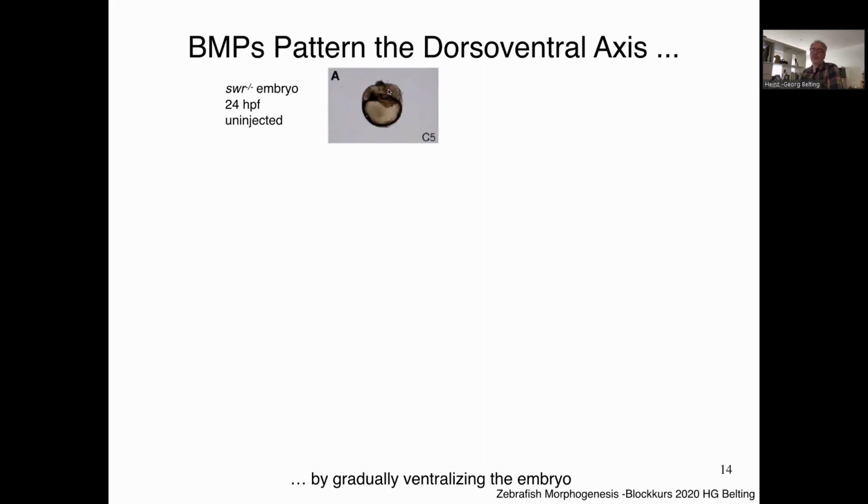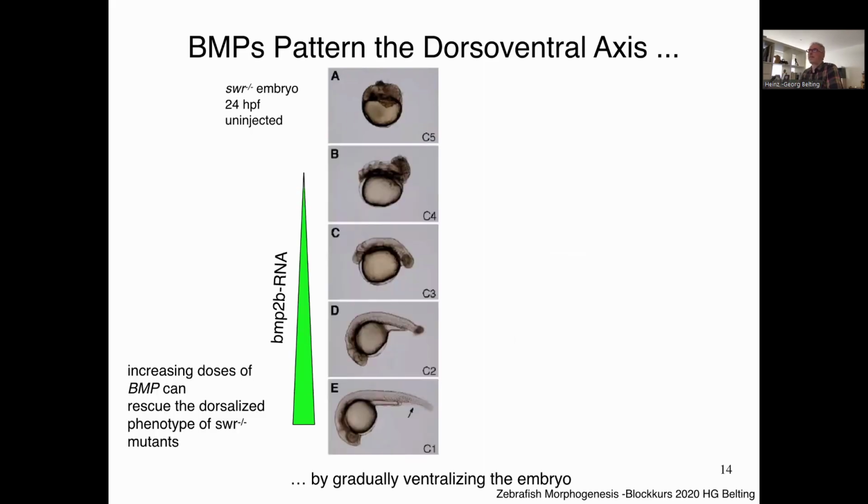There's nothing else. And what you can do then is, how about I inject some BMP2B RNA into these embryos? And this is what happens when you do that in different doses. At low doses, you get some rescue. And if you increase the doses of BMP2B RNA, you get almost a complete perfect embryo. Okay, so that means it's dosage dependent. That means that you gradually rescue. That means the level of BMP is important.